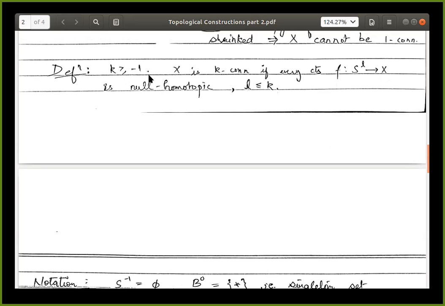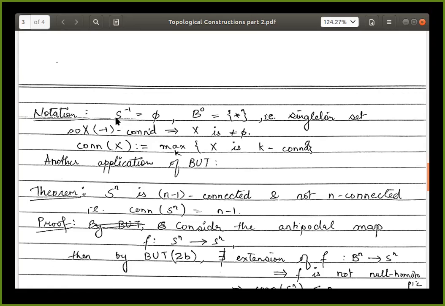Coming to k equal to -1, notice that S^0 is, as we know so far, a disjoint collection of 2 points. S^-1 by notation is fixed to be the empty set. And B^0 is a singleton point. So X being -1-connected means by notation that X is non-empty. And then the connectivity of a space X is defined to be the highest number k such that X is k-connected.